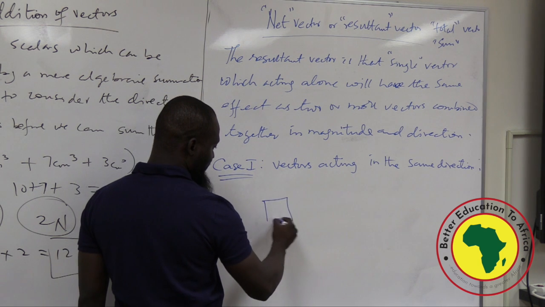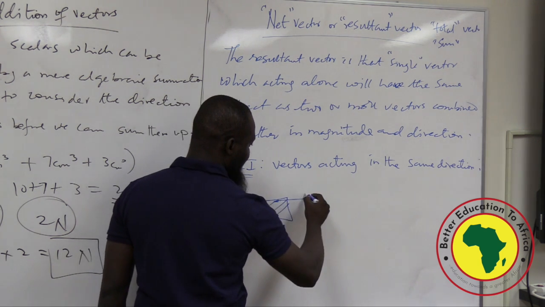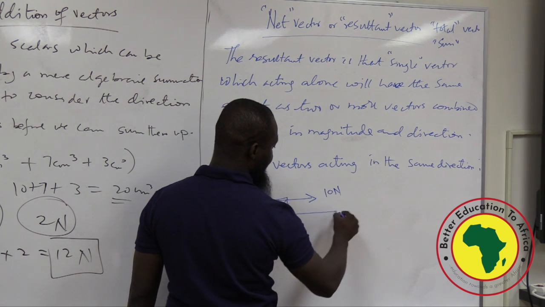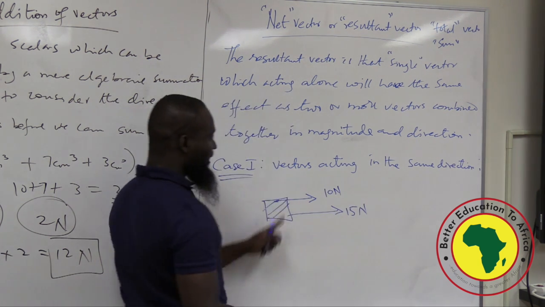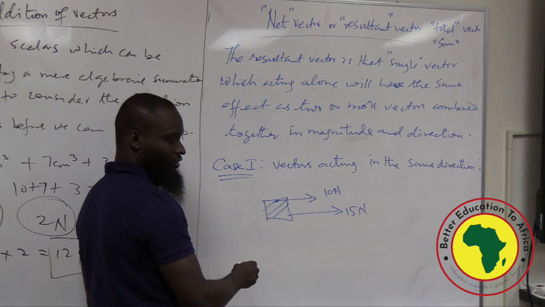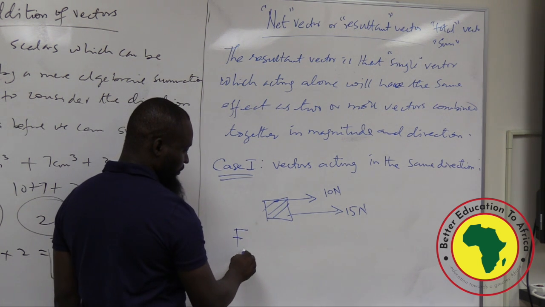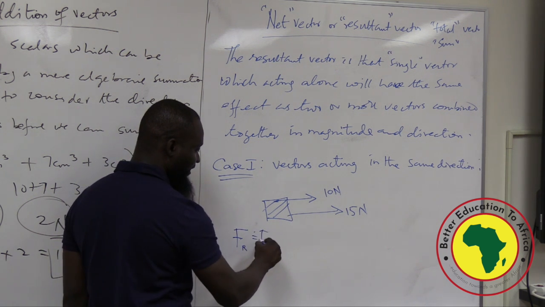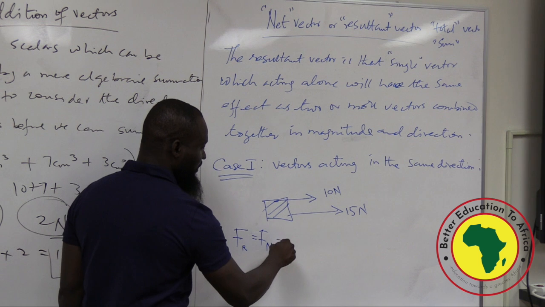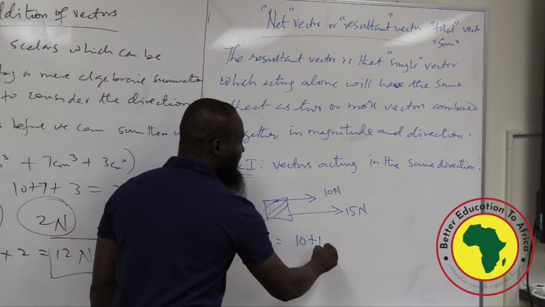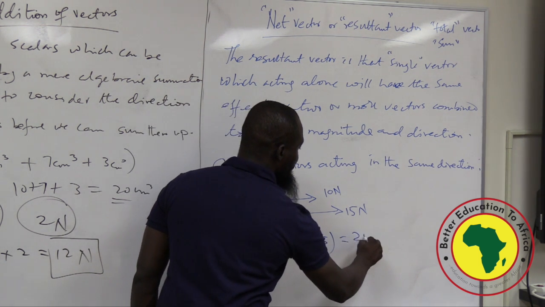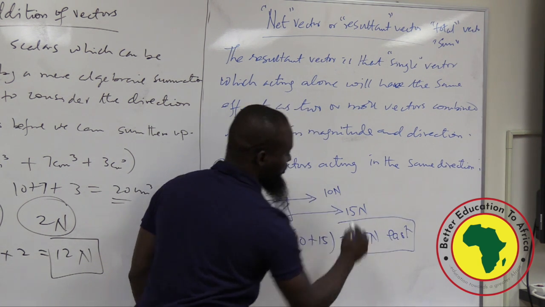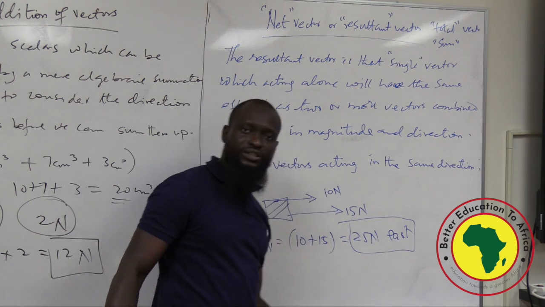So I have a body here. I take a force as an example of my vector, of 10 Newton, and another force of 15 Newton, both acting towards the east. And I say, what is the net force, or the resultant force? I call the resultant force Fr, or net force Fn, you can define it as you want. This is where I add 10 plus 15, 25 Newton, that's the magnitude, and I put east for the direction. So it has to be magnitude and direction all the time.